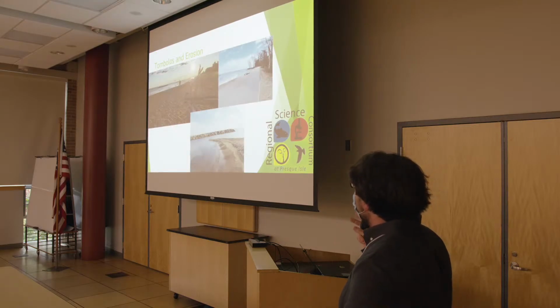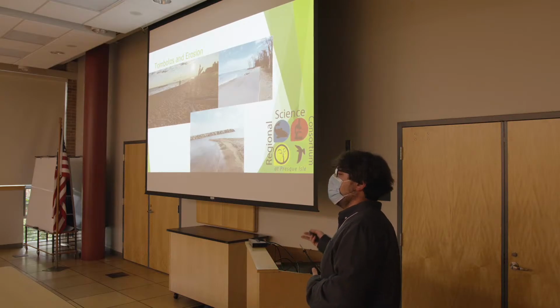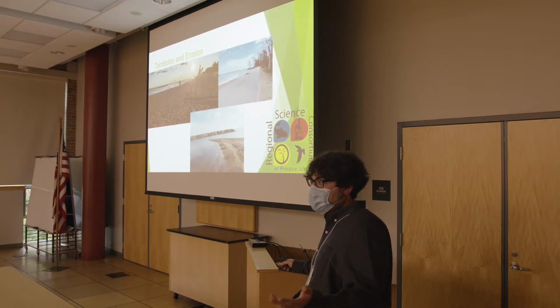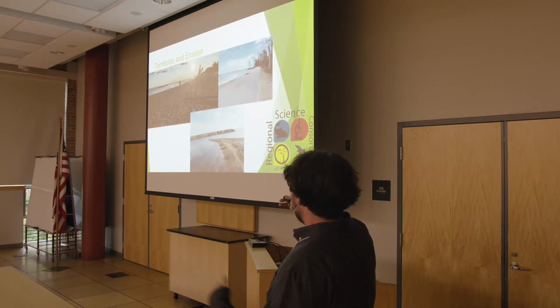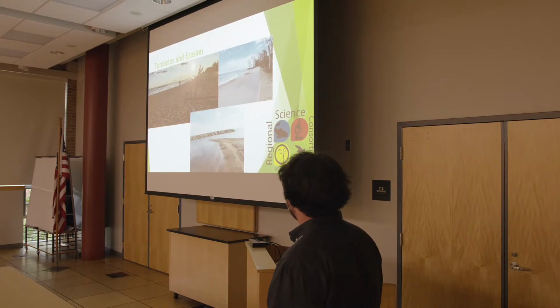So there's two different projects that I mentioned that we're using the drone to look at. The one is the shoreline and erosion, and the second is the wetland habitats. So the shoreline and erosion I already mentioned is important because of all the recreation and things that we have going on at the peninsula.